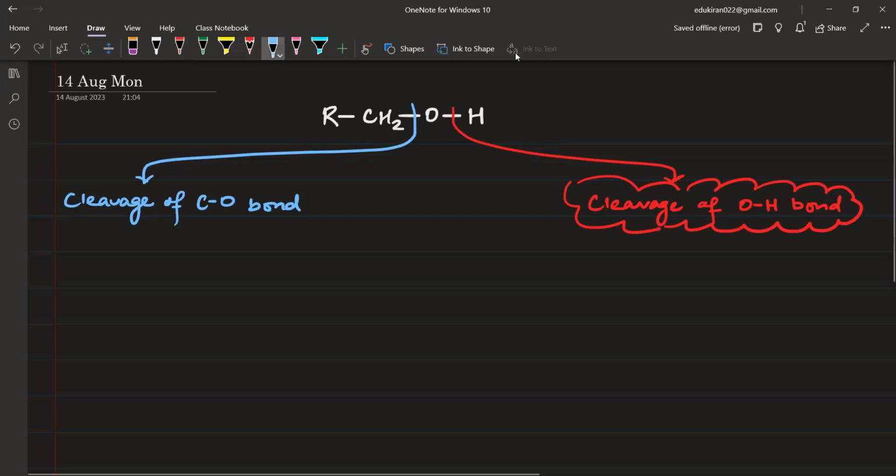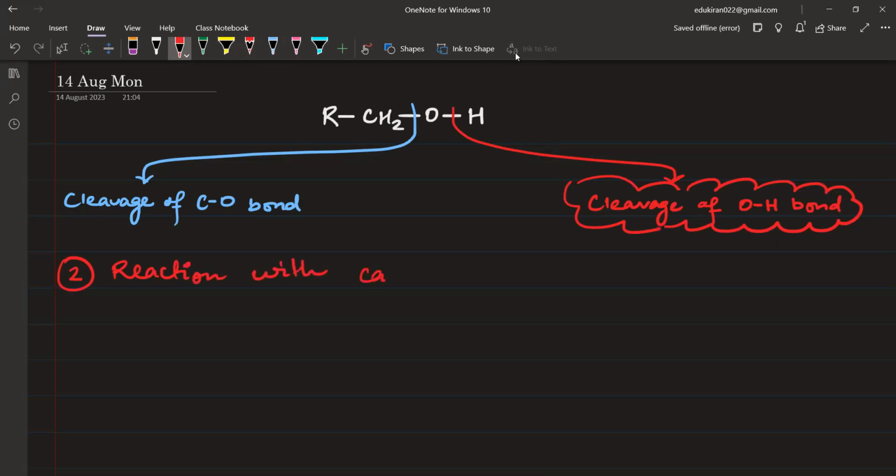Now, please write the second chemical reaction which can happen. Please write the second one. First one was the acidic nature, and the second one is reaction with carboxylic acid. Reaction with carboxylic acid. So we will take any carboxylic acid.